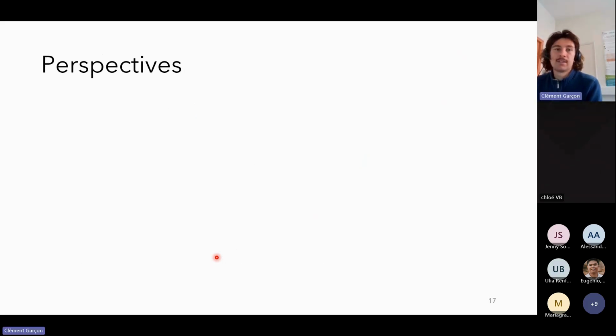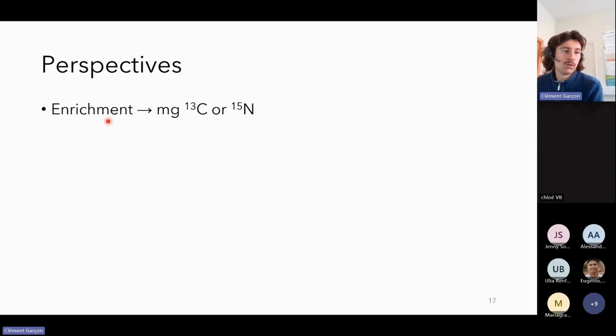So a bit of perspective now. Here I showed you only results in enrichment. It's okay to look at the kinetic, but it's not that easy to understand and interpret. So we are transferring the results into milligrams of 13C or 15N, basically to look at the amount of carbon we have at different time points. And then it would be, I guess, a bit clearer to understand.